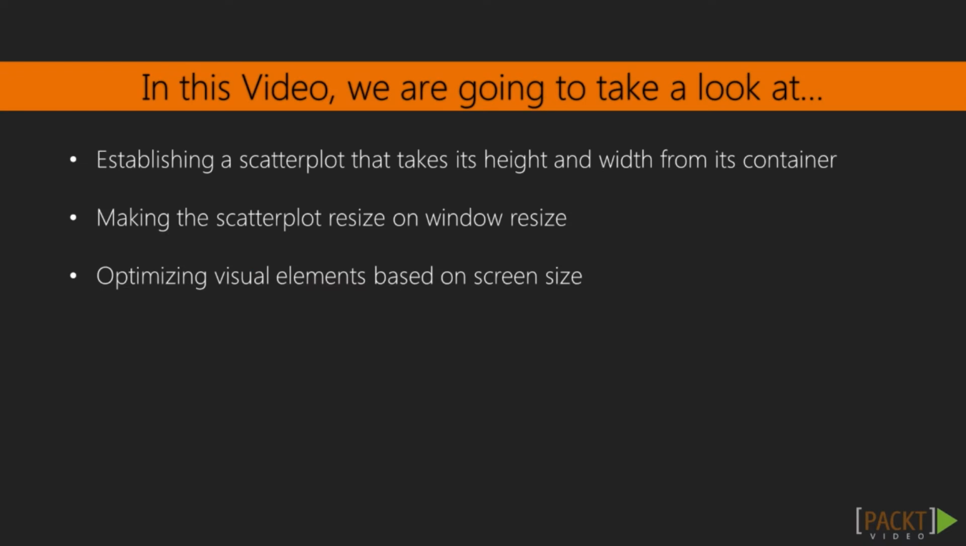Welcome to Section 3, Video 5, Scaling All Visualization Elements Based on Container Size. In the previous video, we learned about automatically adjusting the size of a chart to the shifting size of its container. In this video, we'll take our scatter plot from last section and make it take its dimensions from its container. We'll then make it resizable and talk through what visual elements you can change on screen size changes.